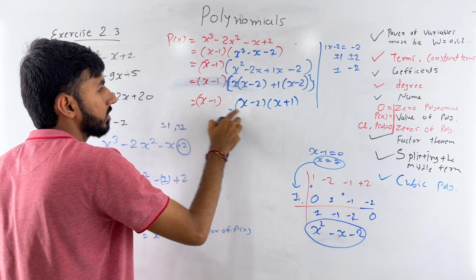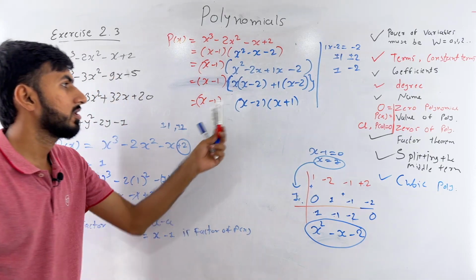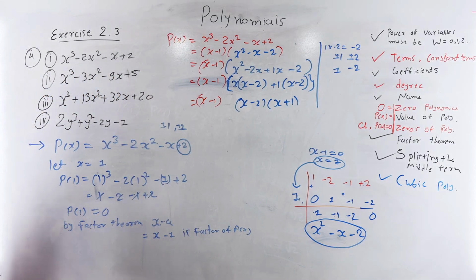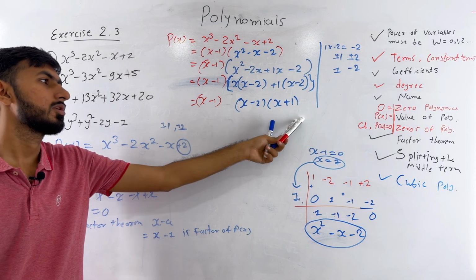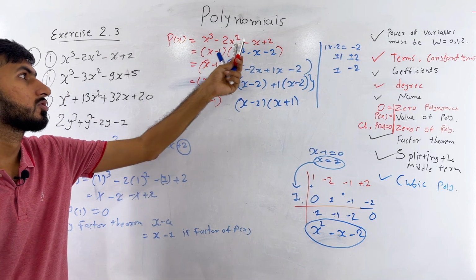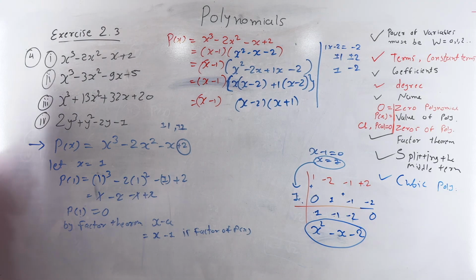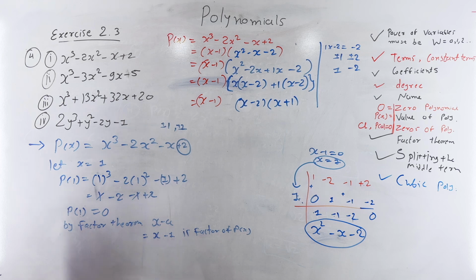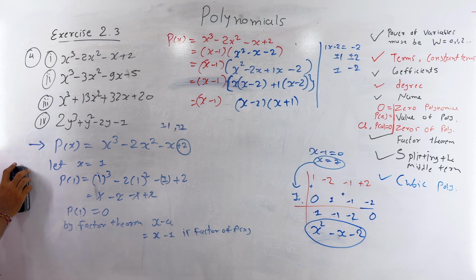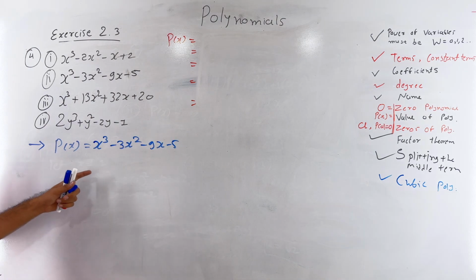x minus 1, x minus 2 and x plus 1. These three are the factors of this cubic polynomial. If you multiply these three, you will get the answer as x cube minus 2x square minus x plus 2, right? So I think you get the method. Once you get the method, it is very easy for you to solve the questions. Now it's time to do the second question. Here is our second question.